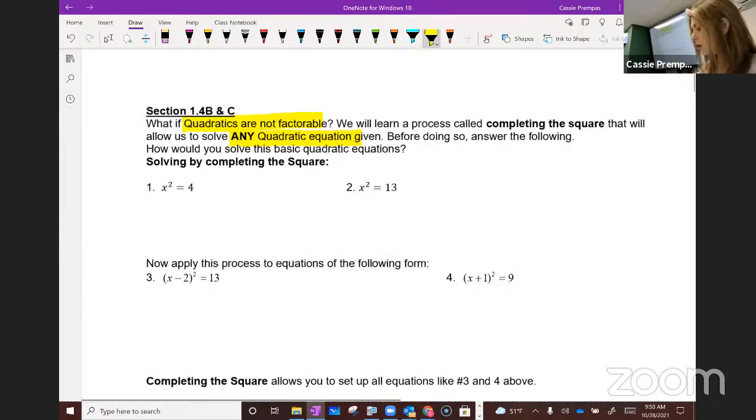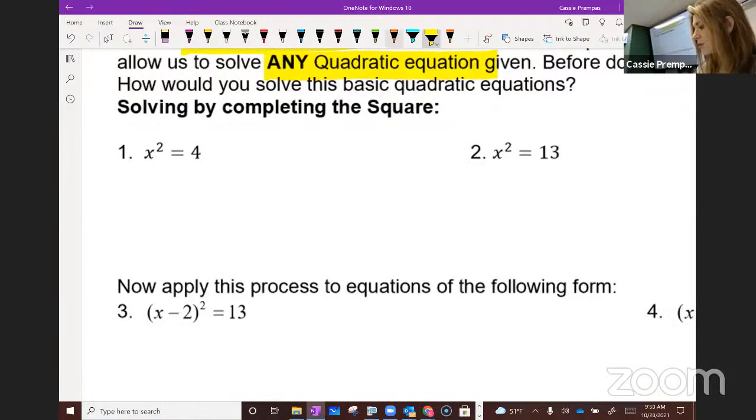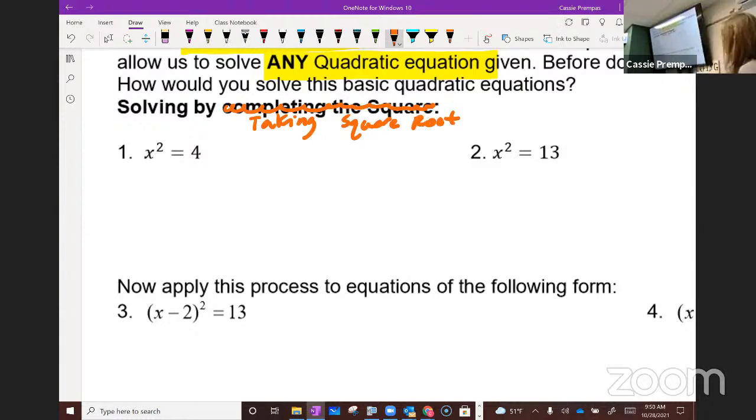Numbers 1 through 4, we're going to solve by, and I'm sorry, this is a typo, if you could X this out. We're going to solve this by taking the square root, which is a skill you need in learning how to complete the square. So looking at number 1, if you have x squared is equal to 4, how do we solve by taking the square root?